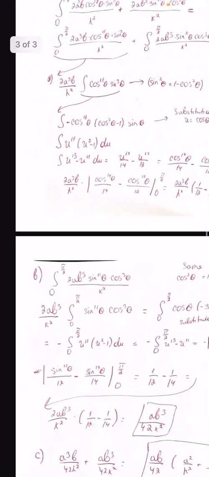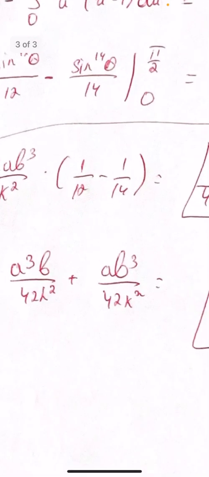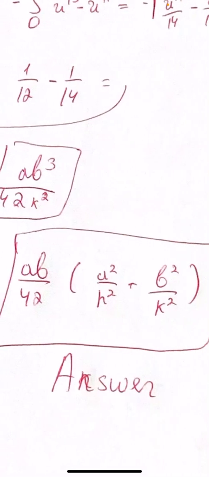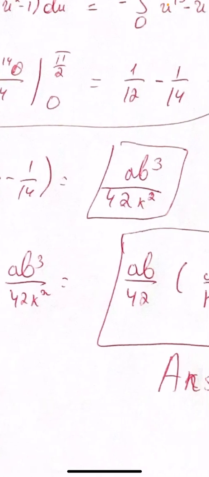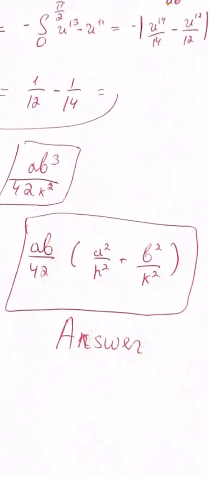So after we found these two integrals, as we know there's a plus sign here, we just need to sum them. We will get finally ab over 42 multiply a square over h square plus b square over k square. So this is going to be our final answer.